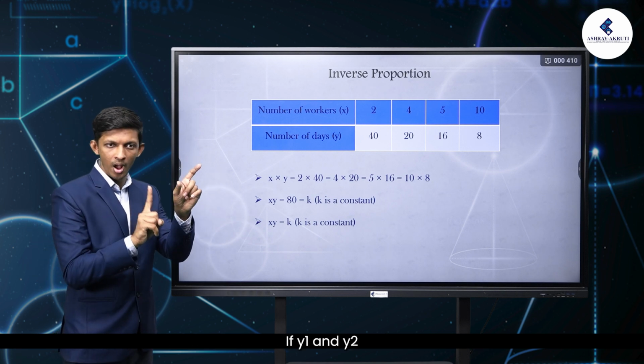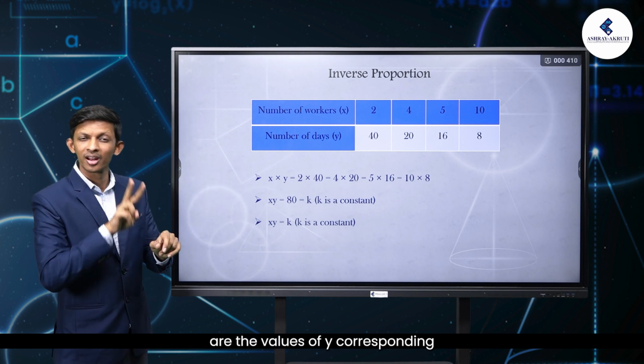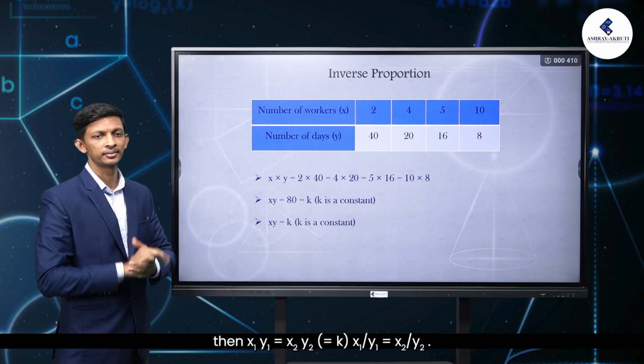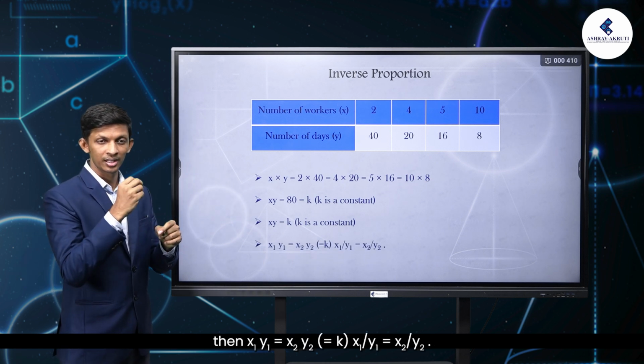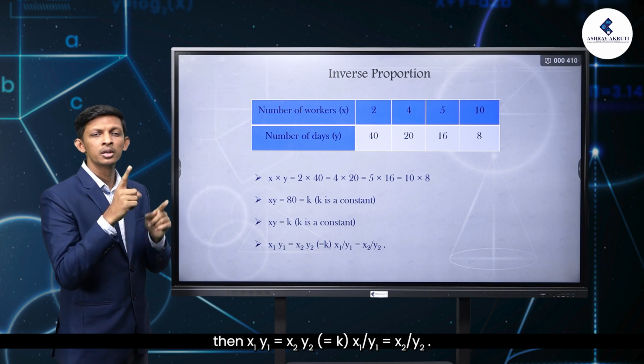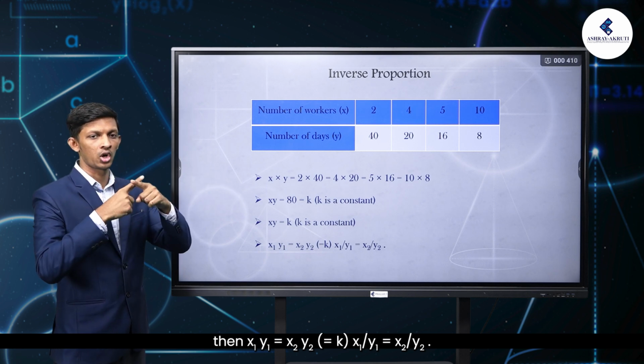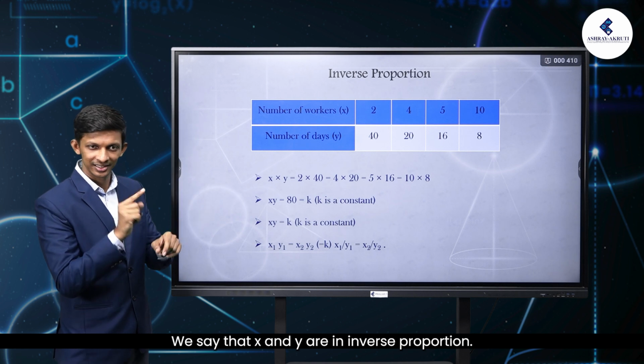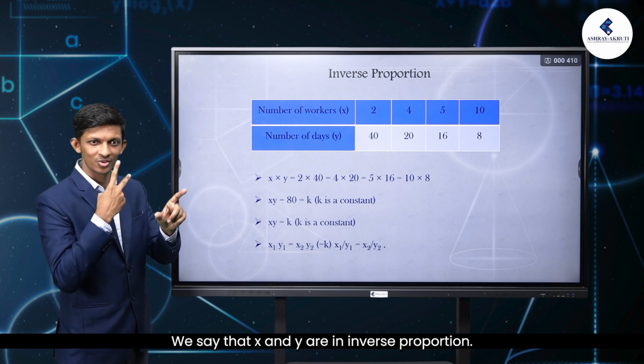If y1 and y2 are the values of y corresponding to the values of x1 and x2 of x respectively, then x1 y1 is equal to x2 y2 is equal to k. We say that x and y are in inverse proportion.